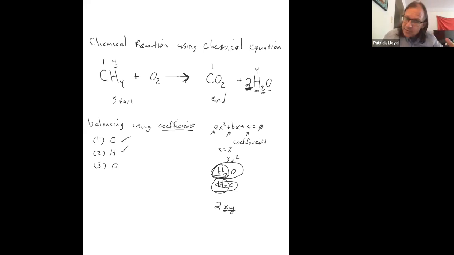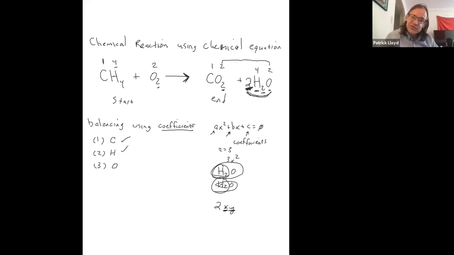So what do we do there? Well, let's count up our oxygens. We have a subscript there, 2, so we have 2 oxygens on that side. But we also have the 2 here, right? 2 times 1, so that's 2. So actually, in terms of oxygens, we have 4 oxygens on the right side.